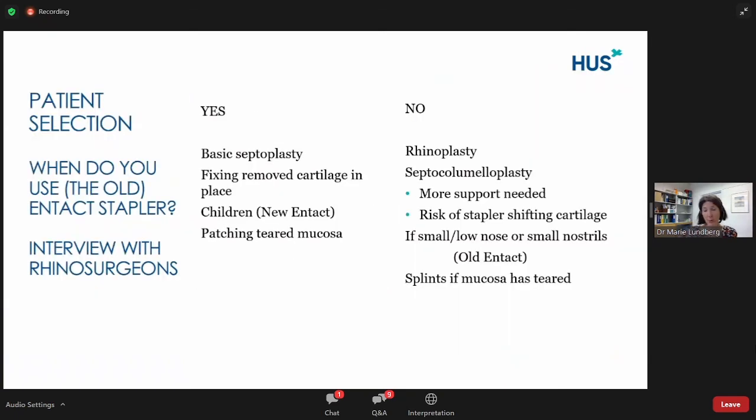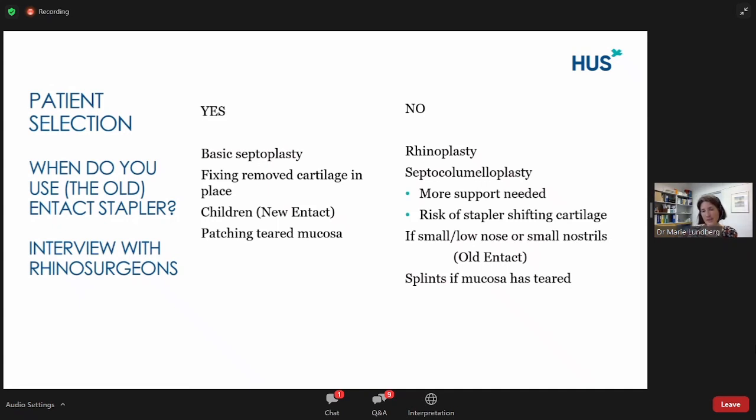I asked my colleagues when they use the stapler and when they do not. One thing they said was that in children and small noses, they didn't use it. But now the new ENTact is actually much smaller, and I've used it in pediatric patients also. The old one was so big that you couldn't really introduce it into very small noses. And now patching torn mucosa is also easier. Some said that they always use splints if the mucosa is very damaged, just to create a moist environment.